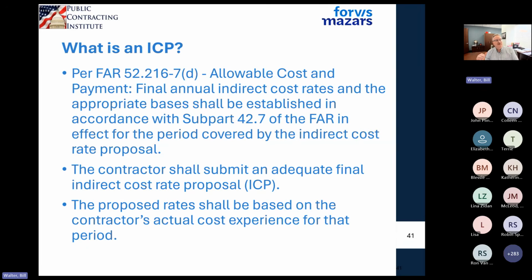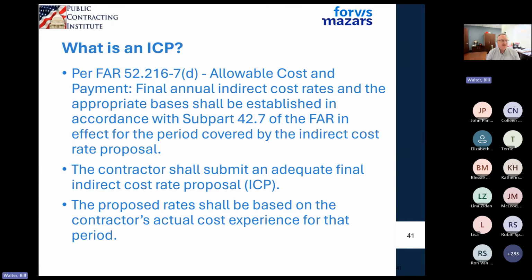On the other hand, if your rates are higher than you provisionally billed and you don't have funding, before anybody can pay you, they have to see if they're willing or able to give you some additional funding. So as a contractor, you have an obligation to submit an incurred cost proposal. Some people call it an ICS. Some people call it an ICP.